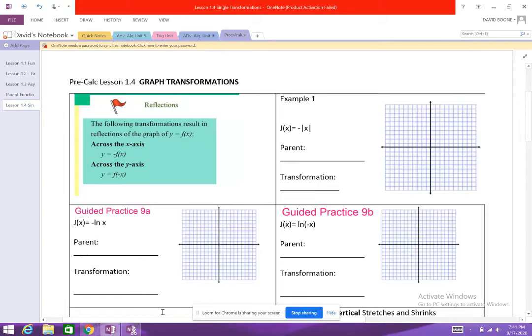Welcome back, Recalc. Lesson 1.4, we're going to be looking at graph transformations. In fact, just single transformations as we introduce, or actually kind of review a little bit of this, which is material from previous courses. So out of all the transformations that we have, we have reflections, we've got translations, and then we also have our stretches and our shrinks.